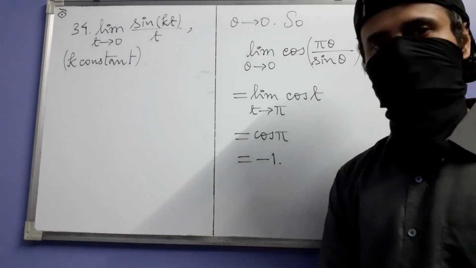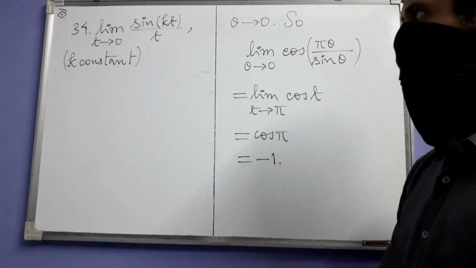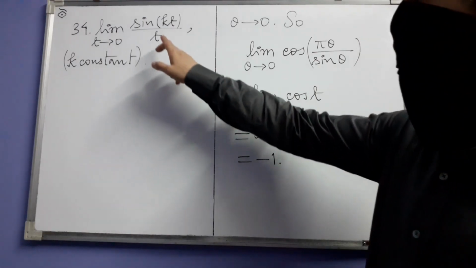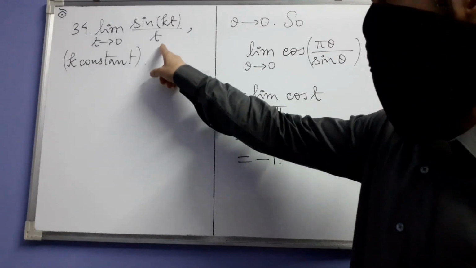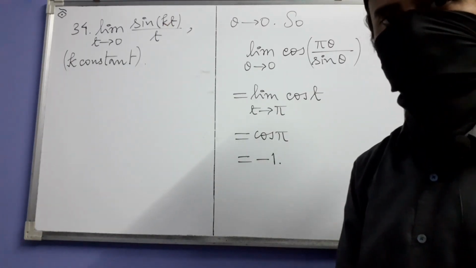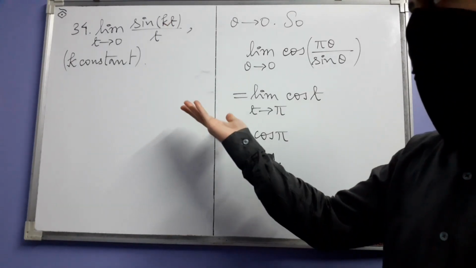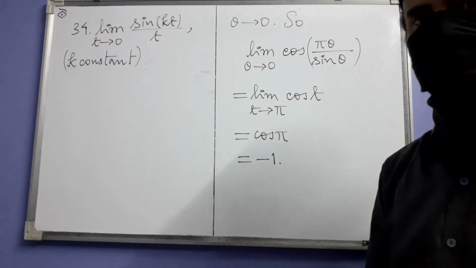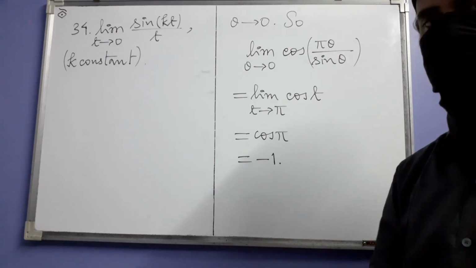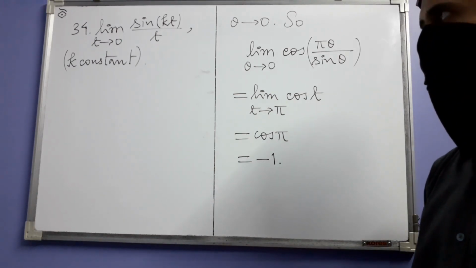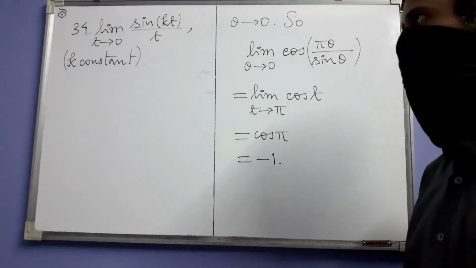Next, let us consider 34. In this one, we have to find the limit of sine of kt divided by t as t approaches 0. And it's mentioned that k here is a constant. K is not changing as t is changing. So let's see the solution.